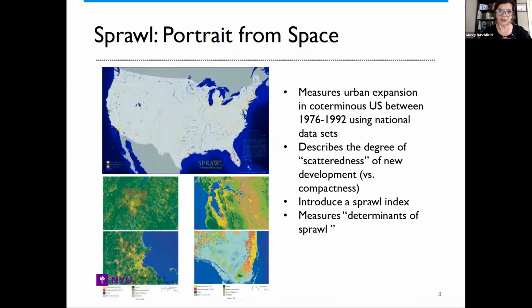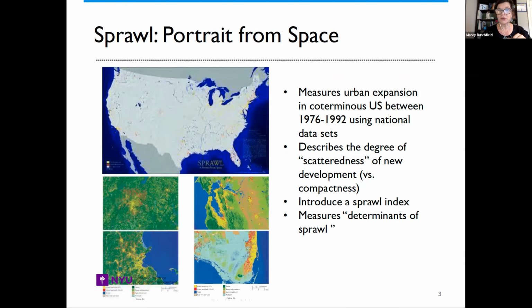The first publication is Sprawl: A Portrait from Space. As I said, we measured urban growth between 1976 and 1992, and described the degree of scatteredness of that new development versus the compactness in terms of how a region grows.